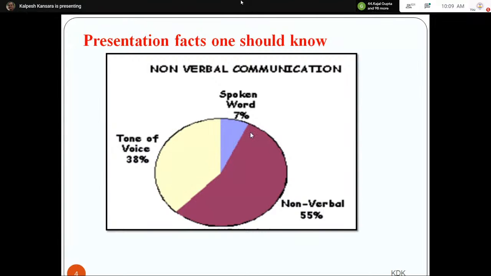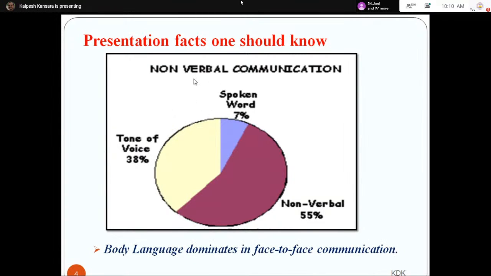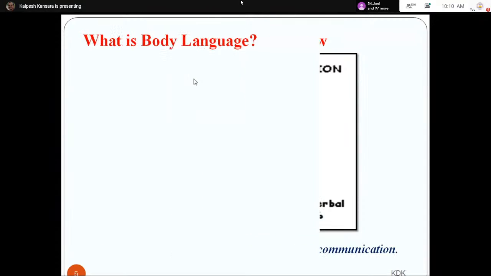Nonverbal communication, if you talk about nonverbal communication, your nonverbal communication is 55%, spoken word is 7%, and tone of voice is 38% of your communication. So you have to be very, very careful about your body language, that is your nonverbal communication in presentation, because body language dominates in face to face communication.